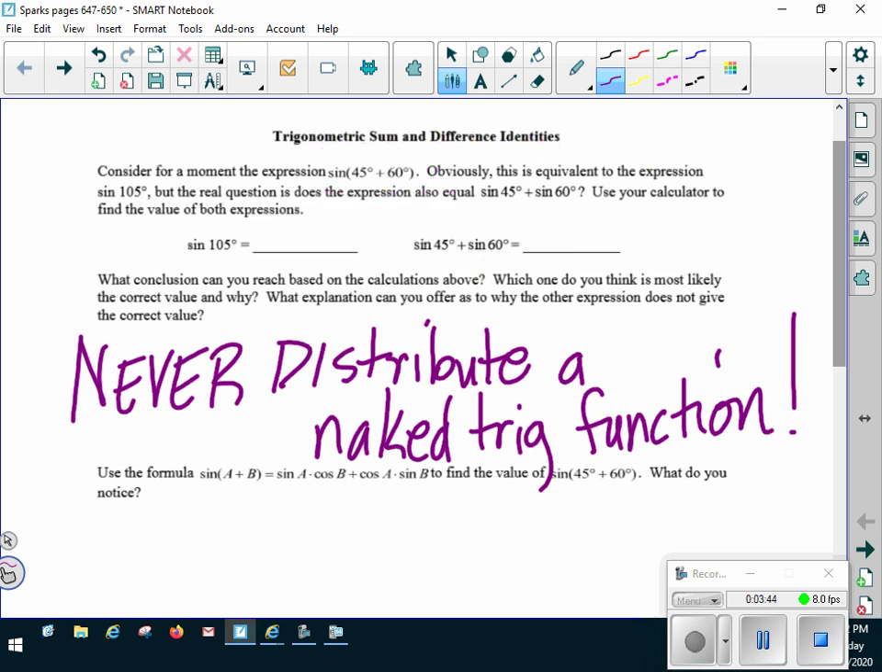You may be thinking, I don't know what a naked trig function is. Do you remember I told you that when you write sine by itself, it means nothing. The sine of what? Oh, the sine of pi over 4. Oh, the sine of 30 degrees. But sine by itself means nothing. That is naked. That means nothing. You can't distribute that. Because sine by itself doesn't mean anything.